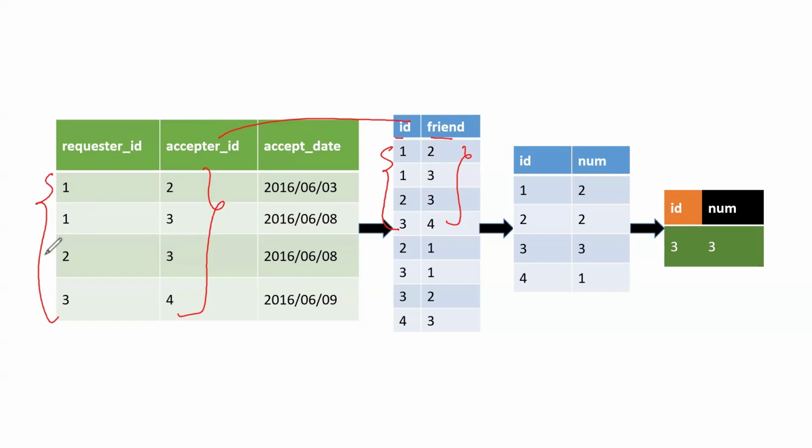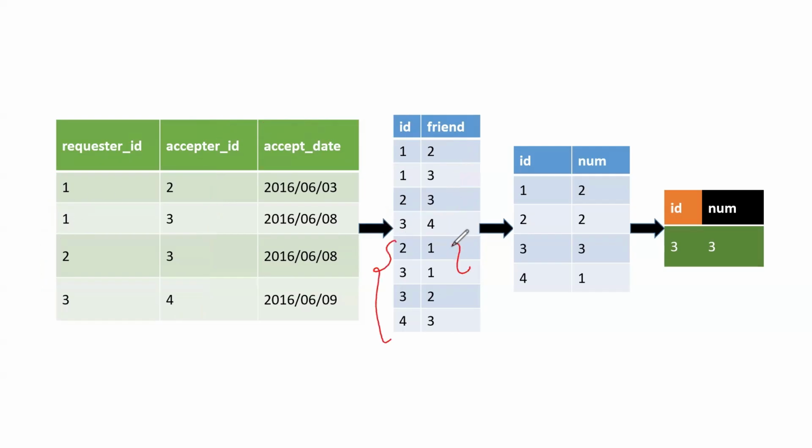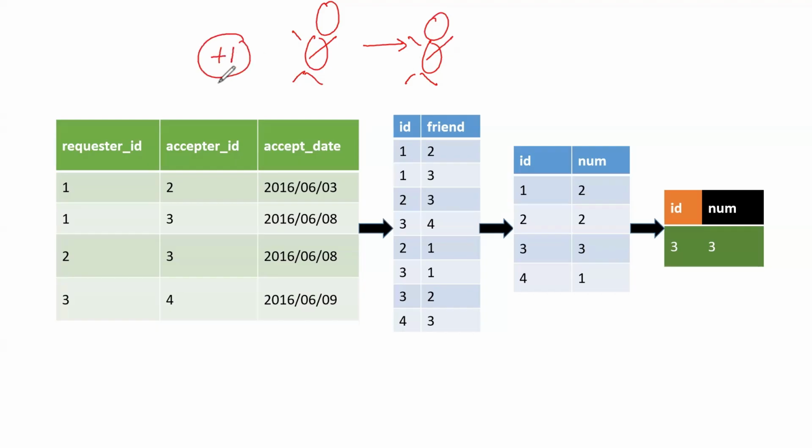Now let's talk about the next four rows. In the next four rows, the ID has the acceptor ID. You can see over here 2, 3, 3, 4. And in case of friends, we have the requester ID. Now why have we done this? The logic is very simple, guys. Let's say that you send a friend request to your friend. When your friend accepts the friend request, it means one friend is added to your friend list, and in the same way one friend is also added to your friend's friend list.